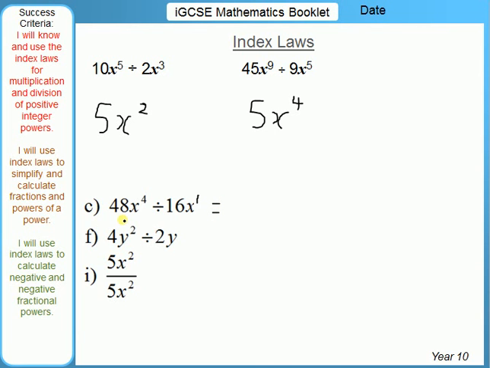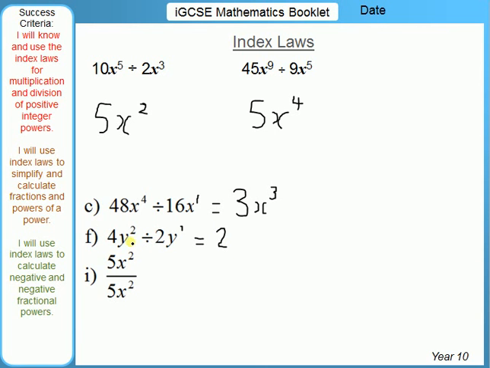So, 48 divided by 16, that will be 3. X to the power of 4 divided by x to the power of 1 is x to the power of 3. Likewise, 4 divided by 2 is 2.